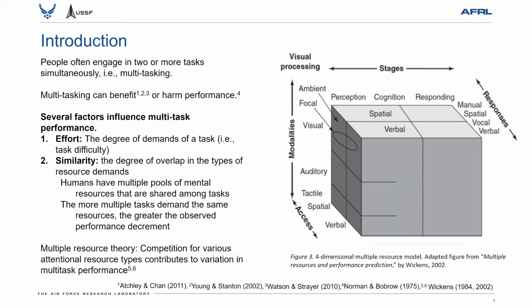And Wickens came along in the 80s and developed multiple resource theory, such that there's competition for various types of attentional resources, and that contributes to the variation in multitask performance. The more that you separate among the stages, so perception, cognition, response, the modalities of input, so visual, audio, and more recently tactile, and access codes, so that's things like the cognitive processes involved with spatial navigating or verbal manipulation, and then responses, such that you can have multiple manual or vocal responses that are more or less competing for the same types of resources. So the less that you demand from the same pool, the more that you can complete simultaneously.